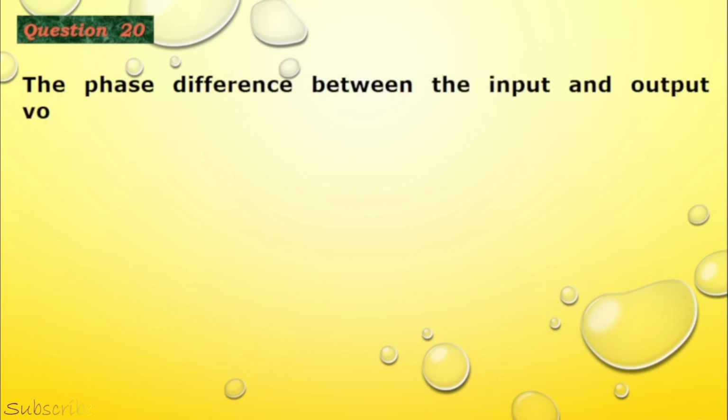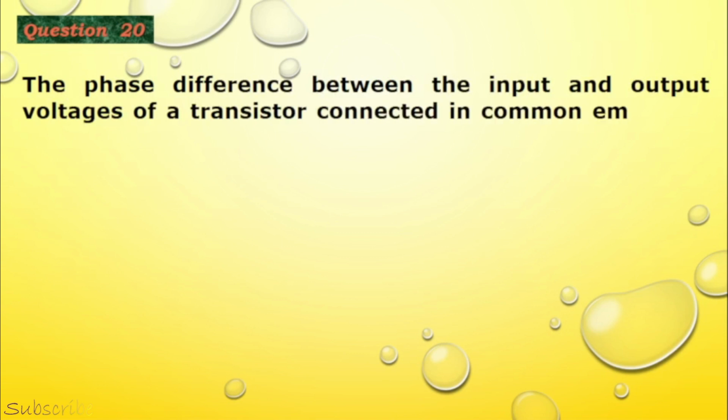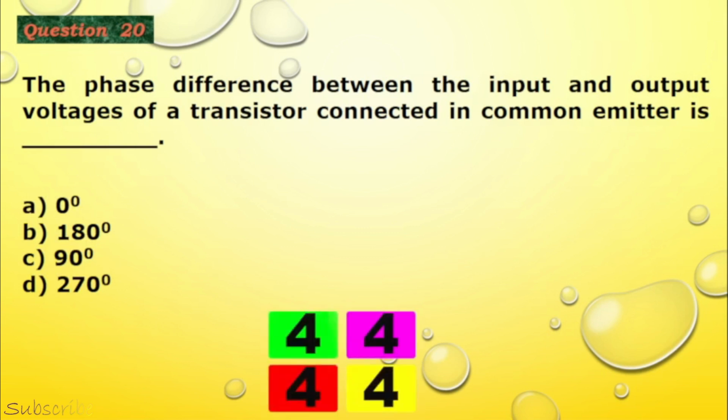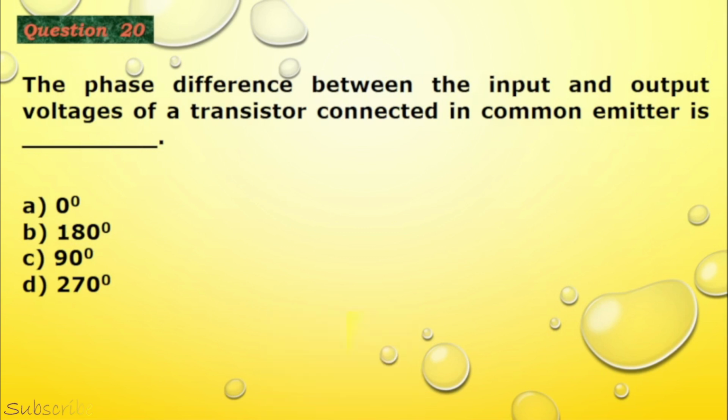Question number 20. The phase difference between the input and output voltages of a transistor connected in common emitter is blank. A. 0 degree. B. 180 degree. C. 90 degree. D. 270 degree. The correct answer is letter D. 270 degree.